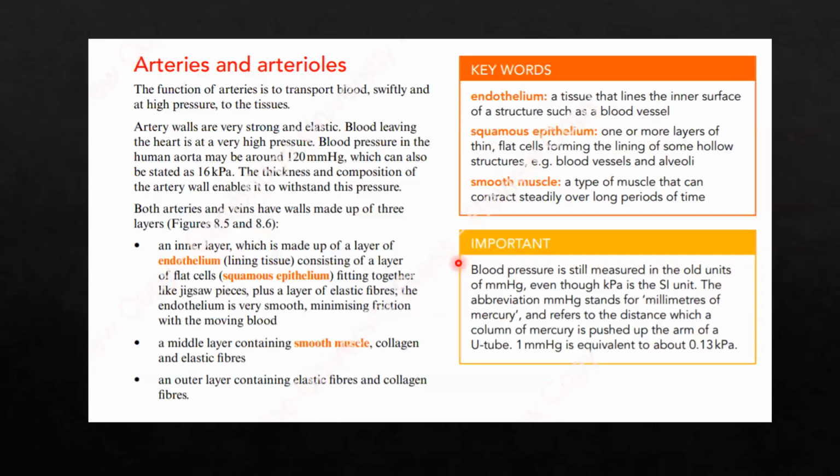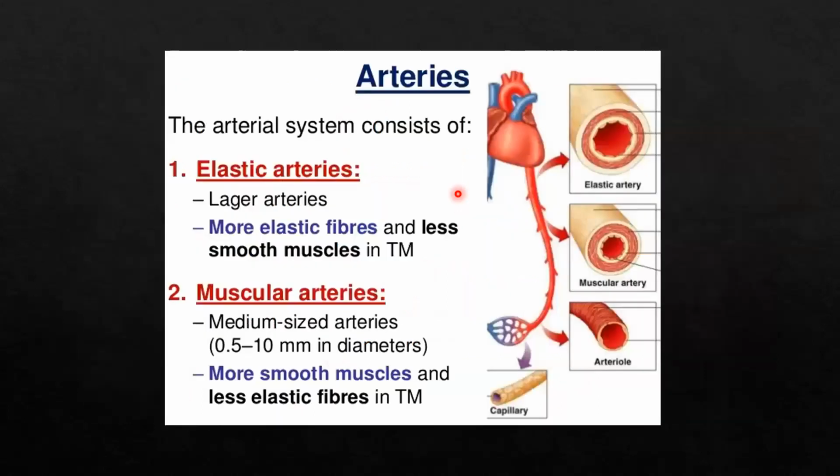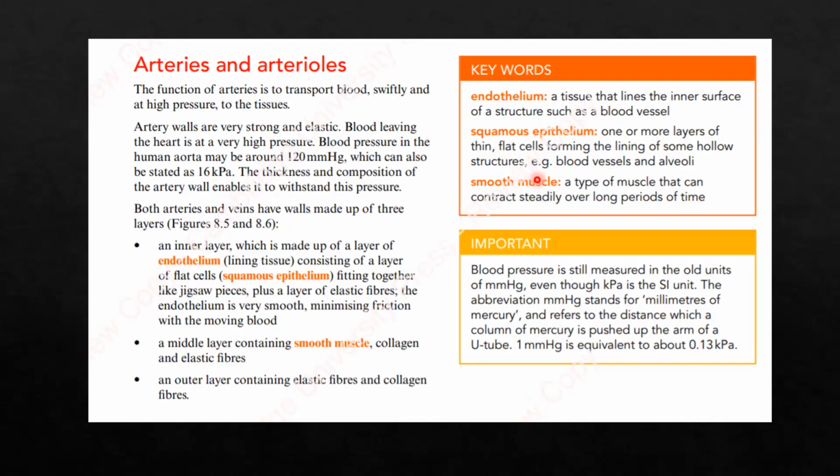So again, this is how your book describes your middle layers and all the layers. It's very easy to go through them if you understand these definitions in detail. Squamous epithelium, like I told you, is flat cells that form the lining on the inside of these hollow structures. Smooth muscles. I hope you know the difference between the types of muscles. I think I have a slide on it as well. Let's see if it comes up.